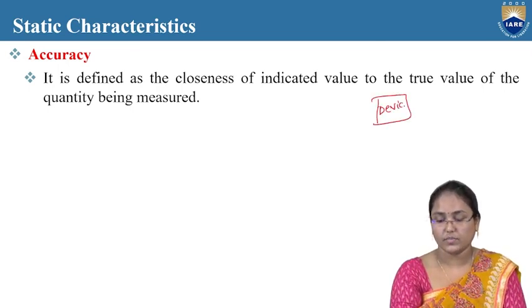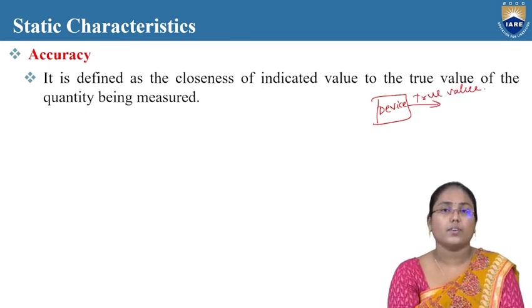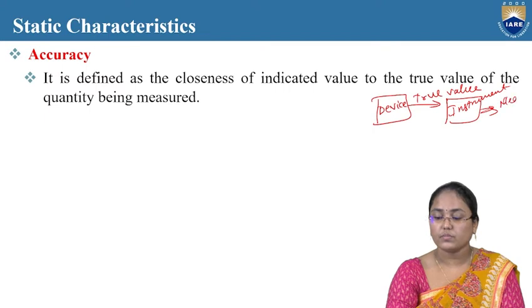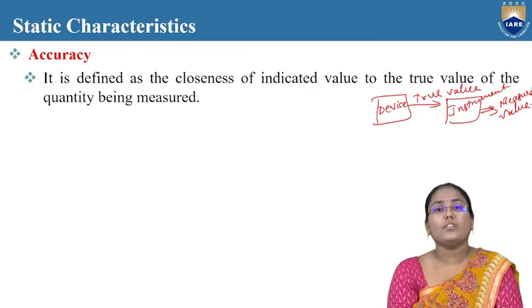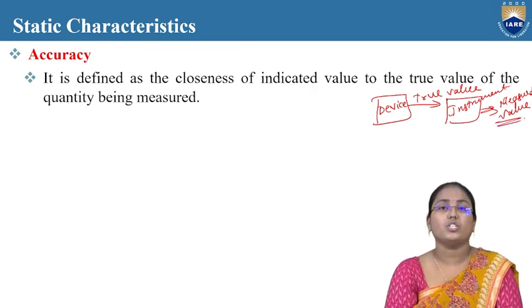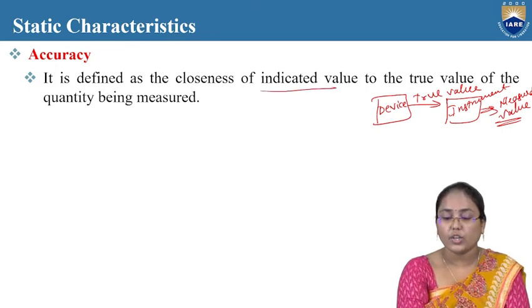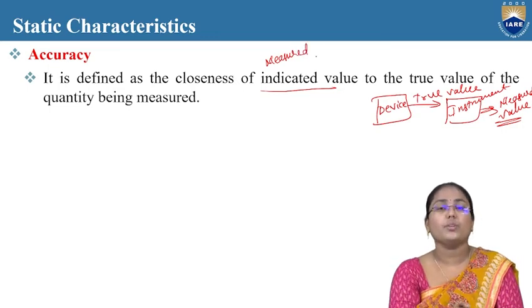There is a device. True value is the value that is coming out of a particular device or any particular circuit or any particular process. And this true value, when it is given to the instrument that is to be measured, is measured. So this instrument gives the measured value. So here the closeness of the indicated value is the measured value. Indicated value to the true value of the quantity being measured. Indicated value means measured value.